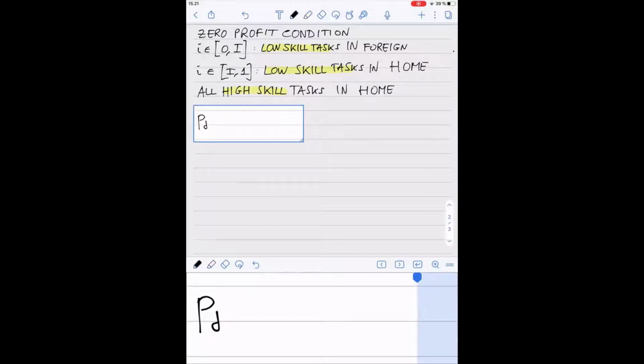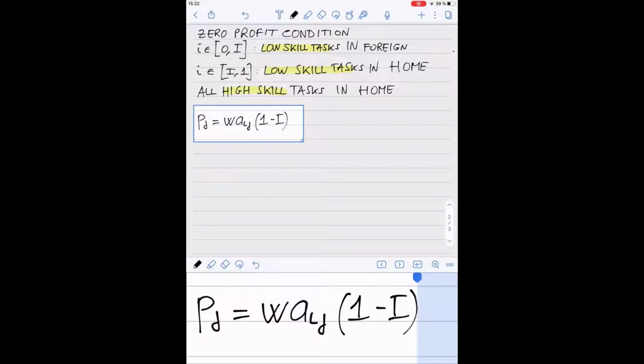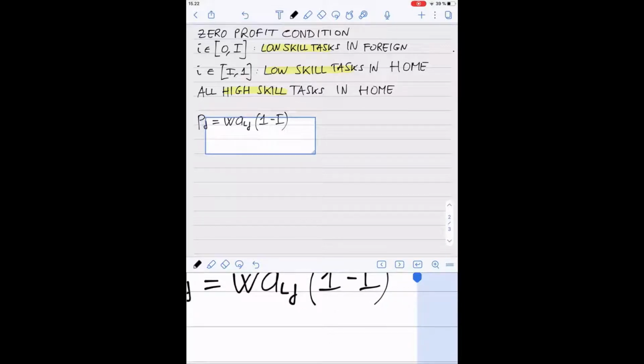So what are the costs associated with low skill tasks at home? Well, we pay a wage, W, for a unit labor requirement, AL of J. So this is how much we pay to low skill workers for each task produced at home. And how many tasks do they produce at home? Well, from capital I to 1. So the number is 1 minus capital I. And so this is low skill cost at home.